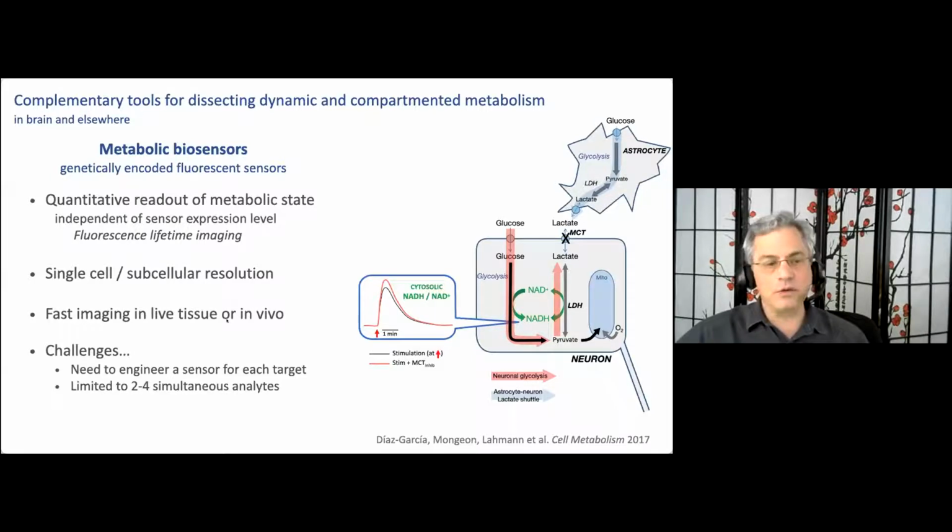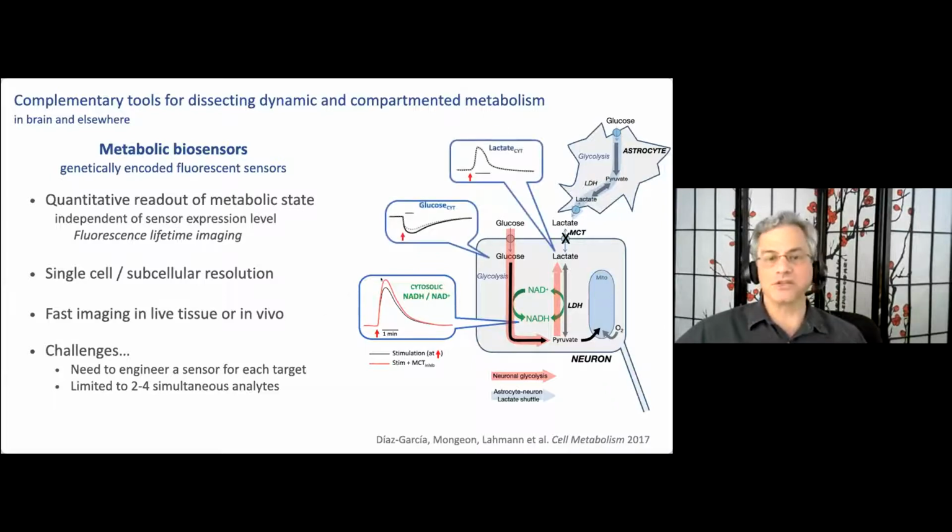Now, we can use several of these sensors, but we need to engineer a sensor for each target. And other speakers have mentioned the frustration that there aren't sensors available for everything yet. And I'll come back and address that at the end. I think that's one of the major challenges. We're also limited by color to 2 to 4 simultaneous analytes. So we can measure a few things, but we'll always be a little bit frustrated in terms of defining what exactly is going on with the metabolic pathways in these cells.